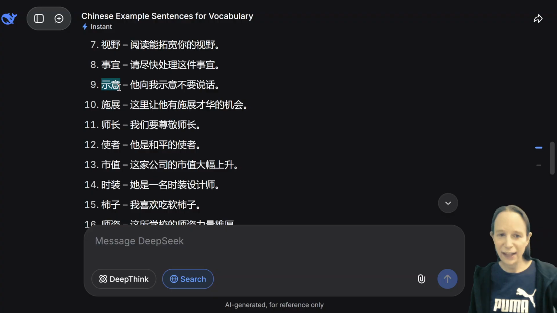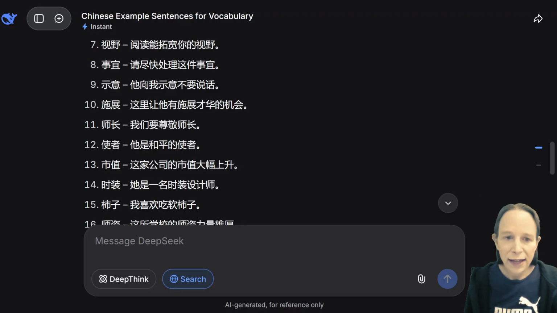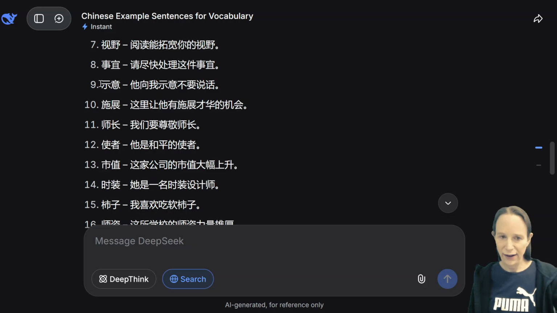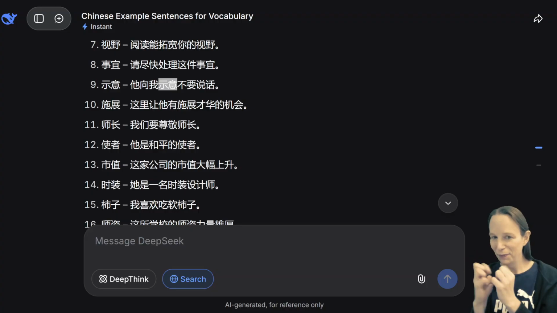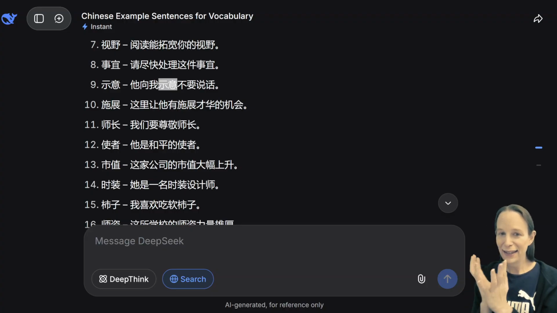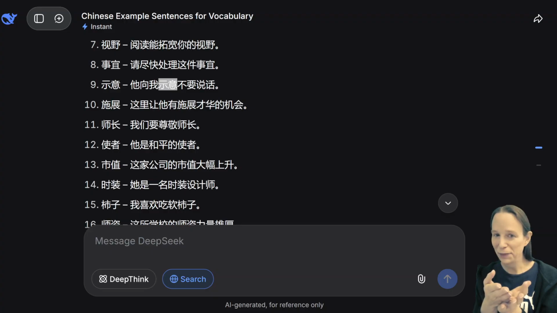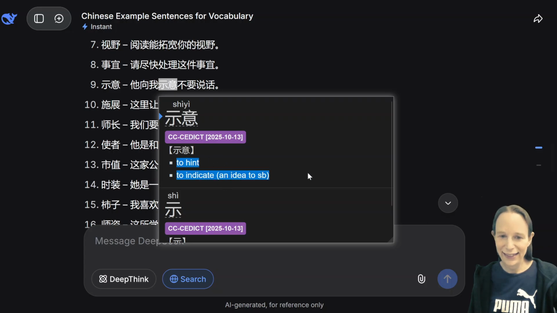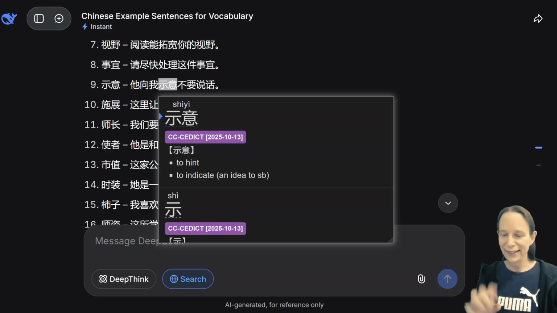All right. So I'm guessing 示意 is to kind of somehow demonstrate a meaning. 向我示意，不要说话. Okay, so indicating in some way that he did not want to speak. Hinting, indicating. But it's not just telling someone something, it's indicating. Maybe shh. I don't know.